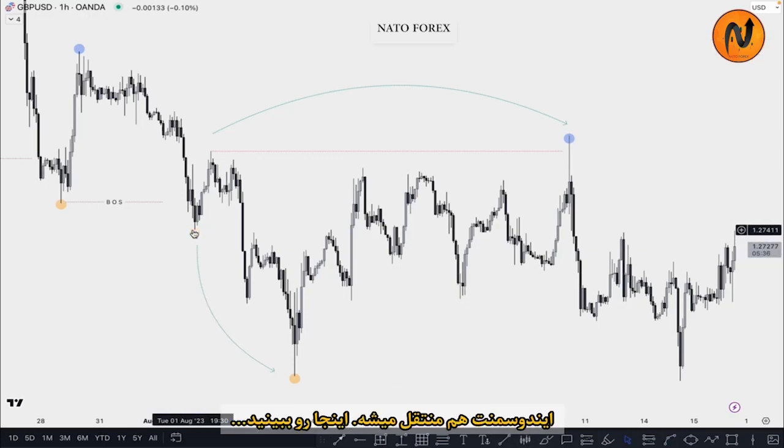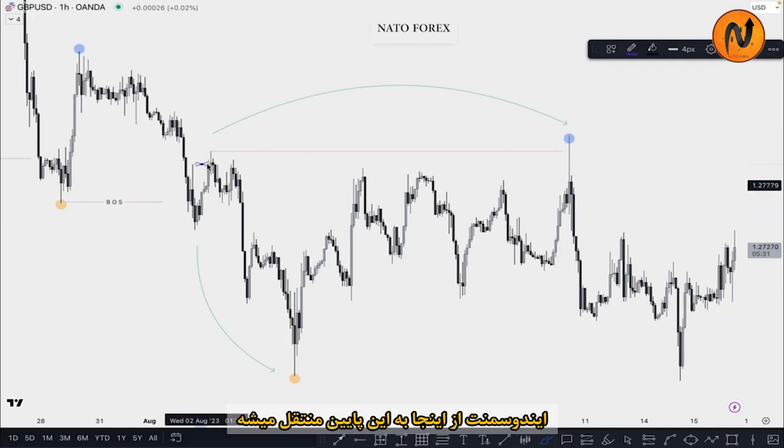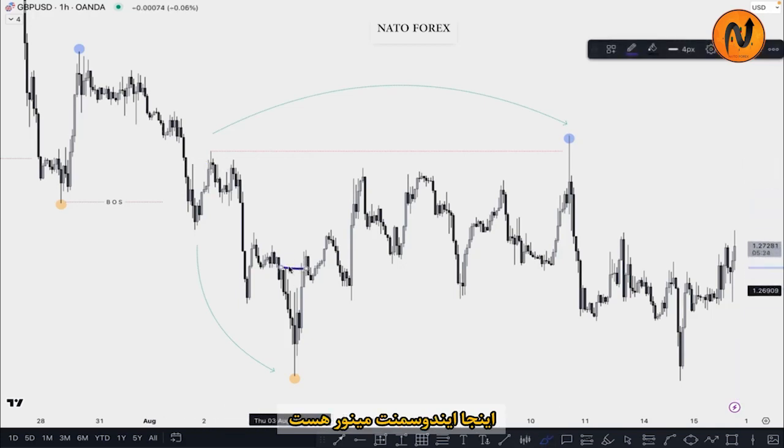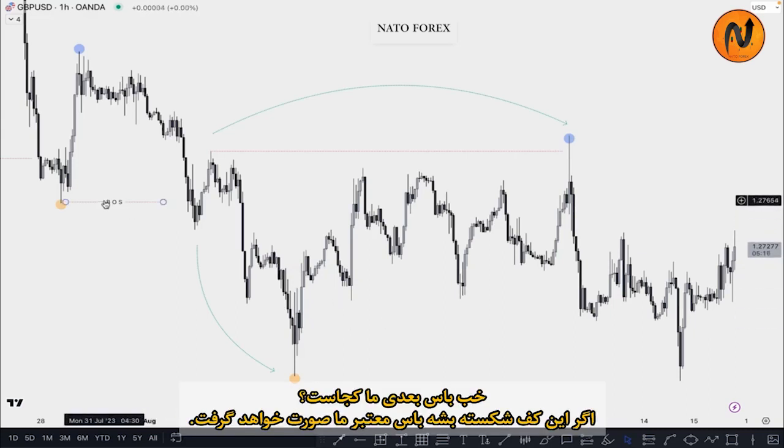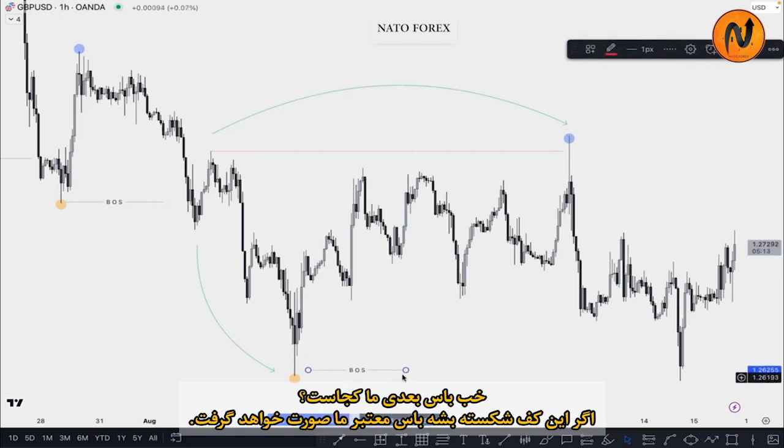where is the inducement? Inducement will also be transferred. In the first attempt, you can see this is the inducement, but this inducement transfers here to here. This is a minor inducement here. Okay, so inducement, lower lows, lower highs, everything will be transferred. Okay, so where is our next BOS? The next BOS will be transferred after breaking this one.